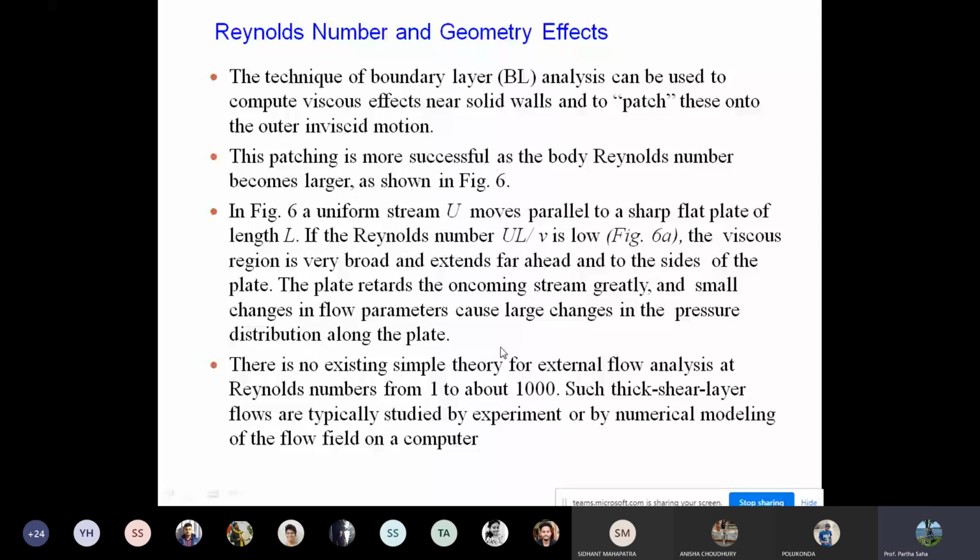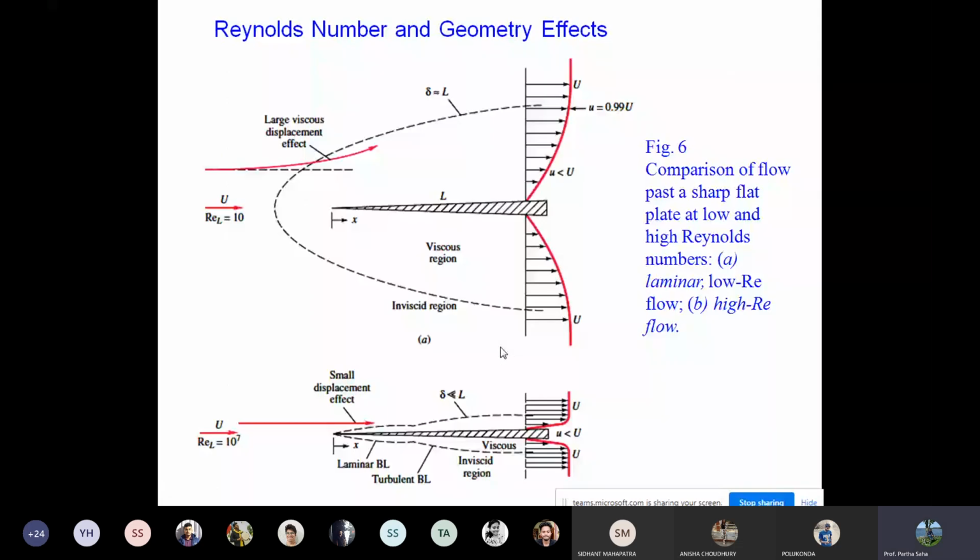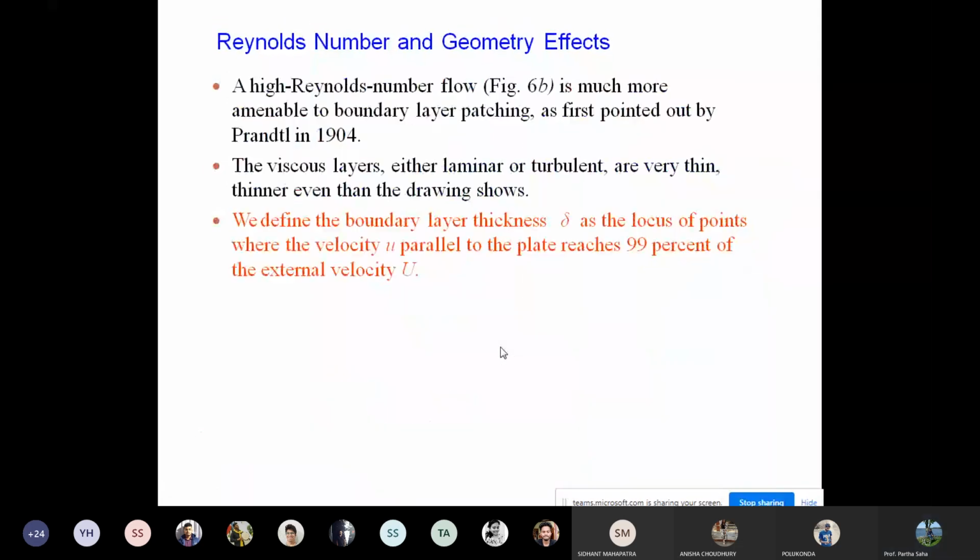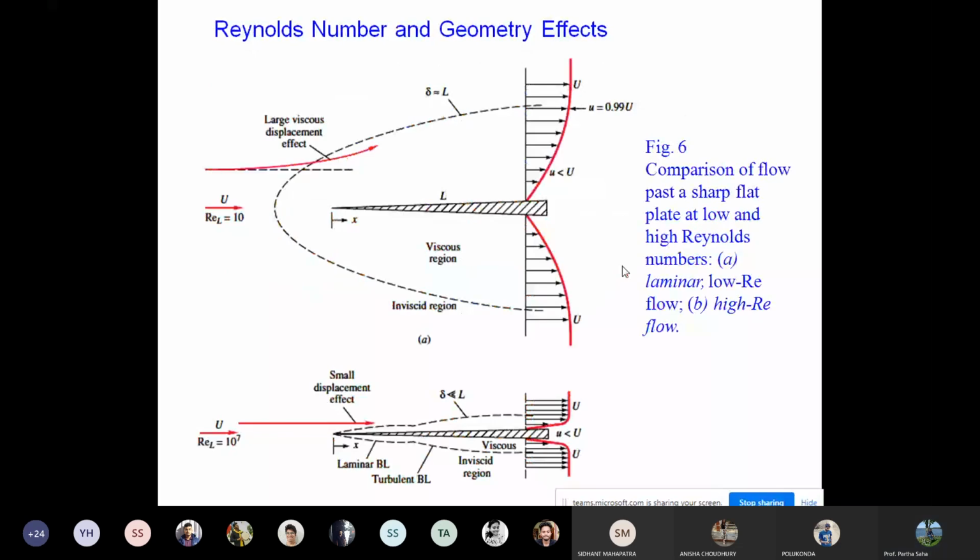But in reality, the fluid velocity is very high, and we have some equations. Let's look into that. A high Reynolds number flow, as I mentioned, is much more amenable to boundary layer patching, as first pointed out by Prandtl. The viscous layers, either laminar or turbulent, are very thin, even thinner than the drawing shows. The drawing is actually exaggerated. We define the boundary layer thickness delta as the locus of points where velocity U parallel to the plate reaches 99%. The moment it reaches 99% of the free stream velocity, this is my boundary layer thickness.